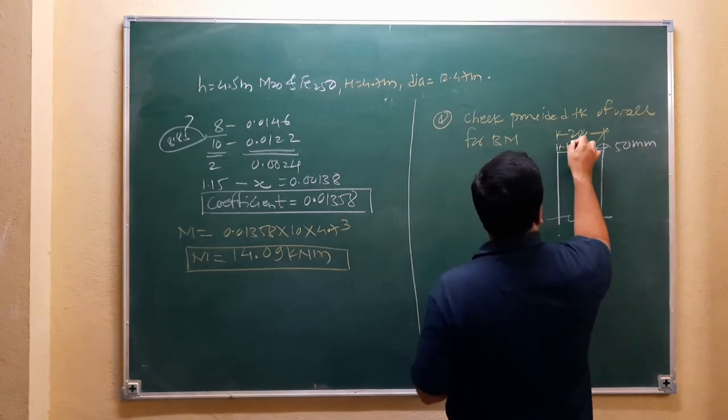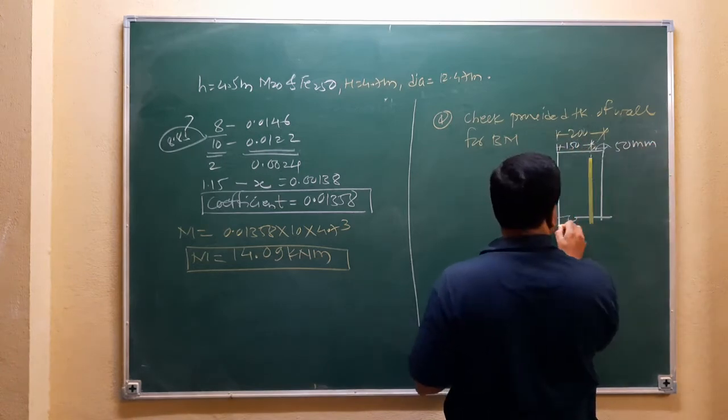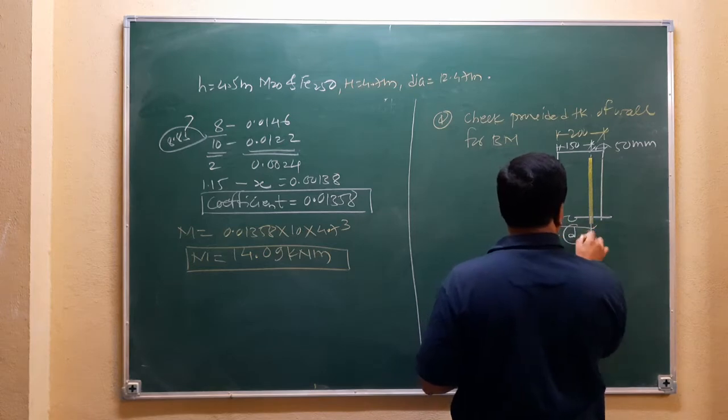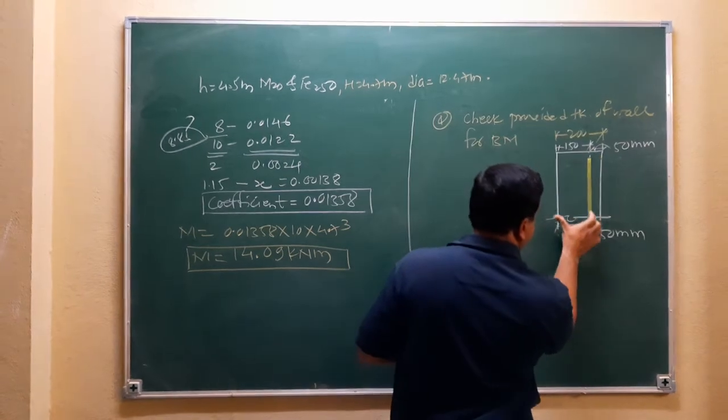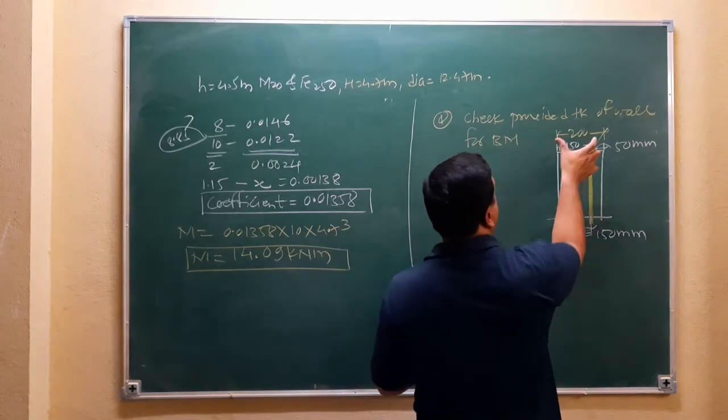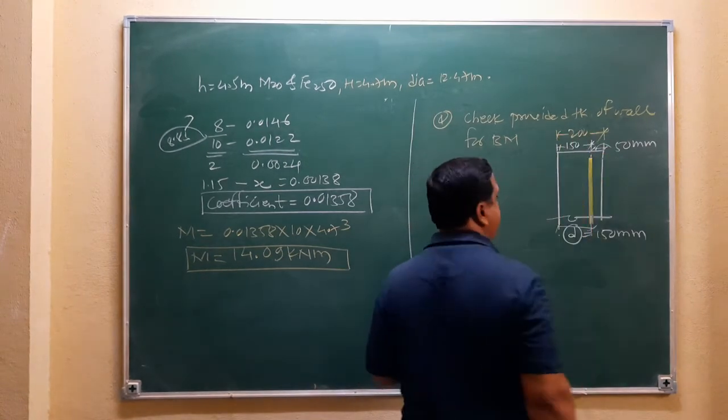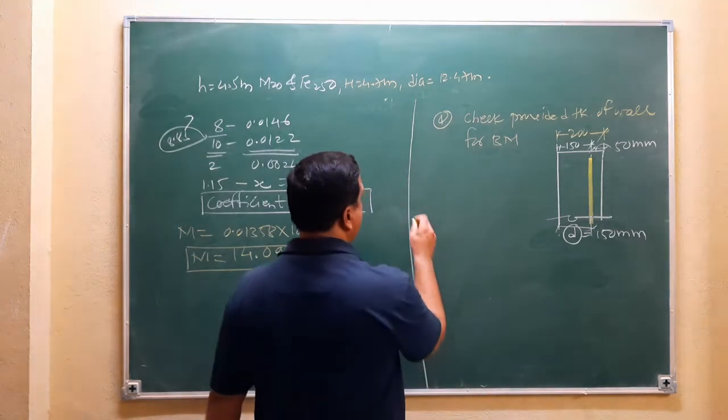So provided effective depth is 150 mm. So this is your provided effective depth. 200 minus the effective cover, you get the effective depth. Okay. Now what we will do?